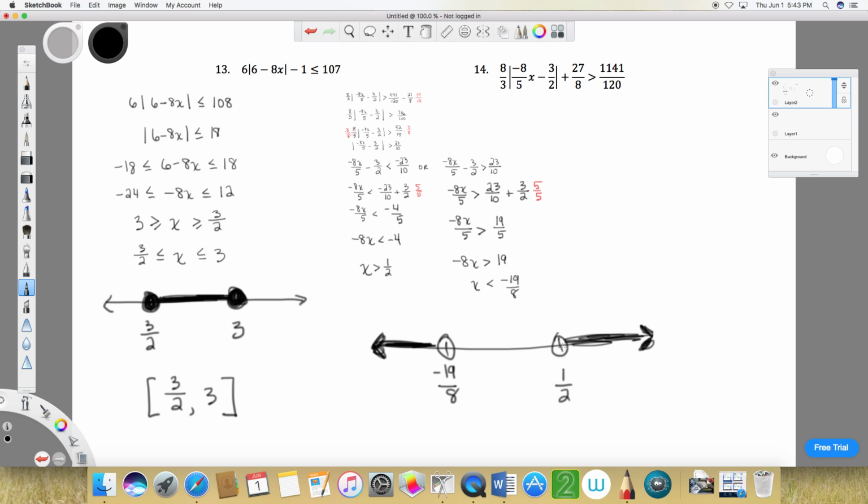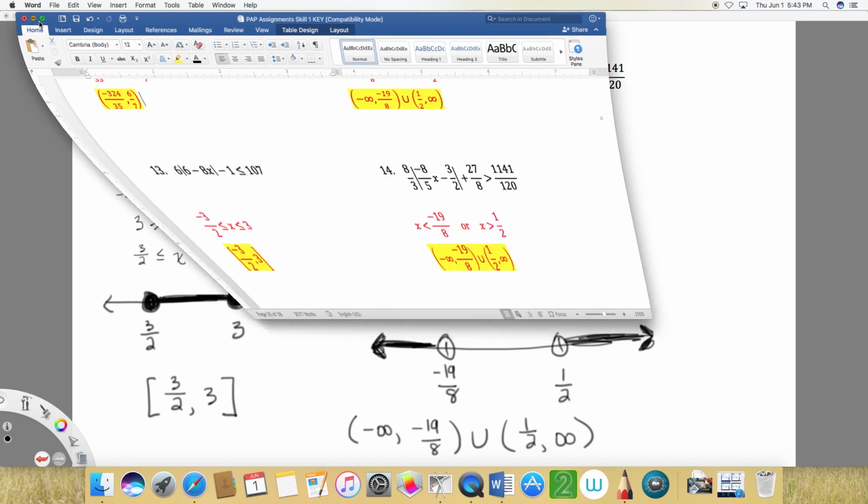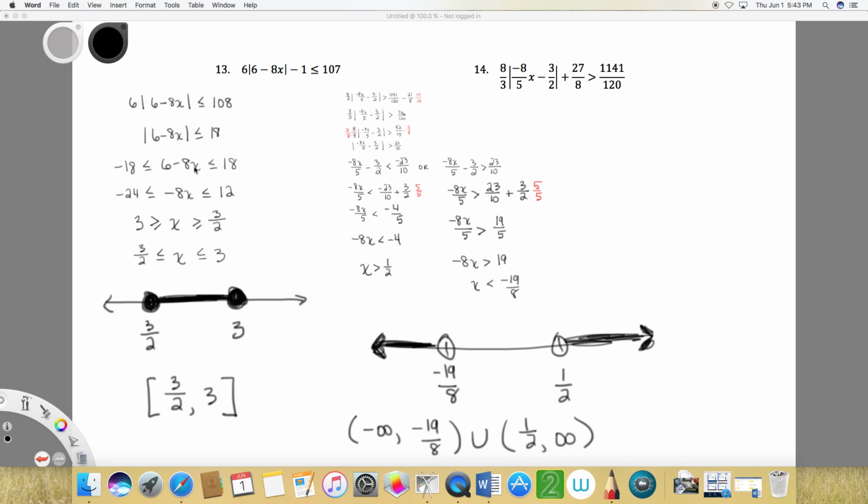So now to write this solution set in interval notation, we've got negative infinity, comma, negative 19 over 8, union 1/2, positive infinity. I've got my answer key somewhere. Let's check and see. Yeah, oh, I've got a sign error here. Let's take a look at it, either in my answer key or in my work. Maybe you saw it and were screaming and yelling. So let's come back here.